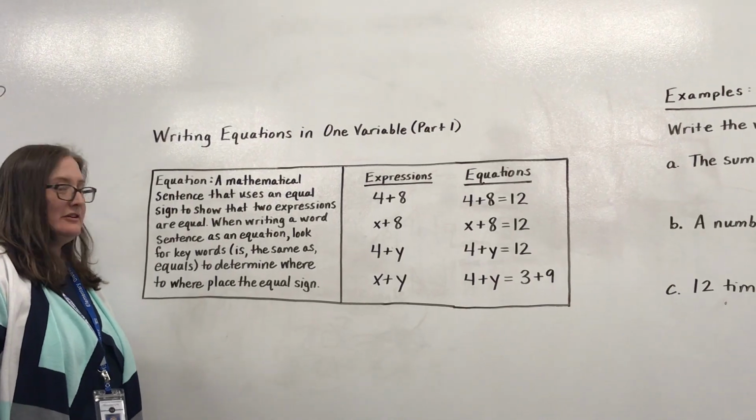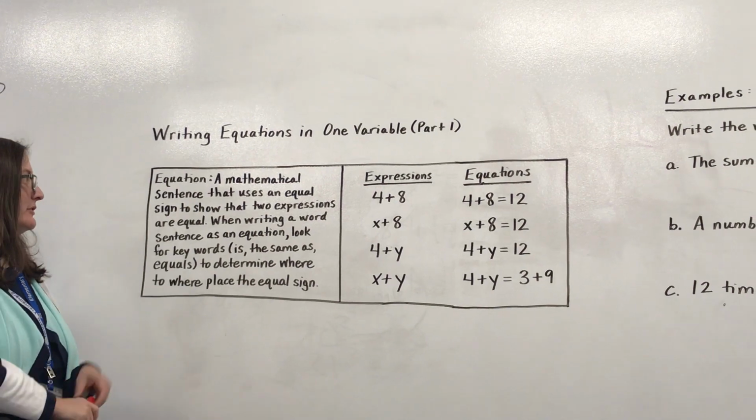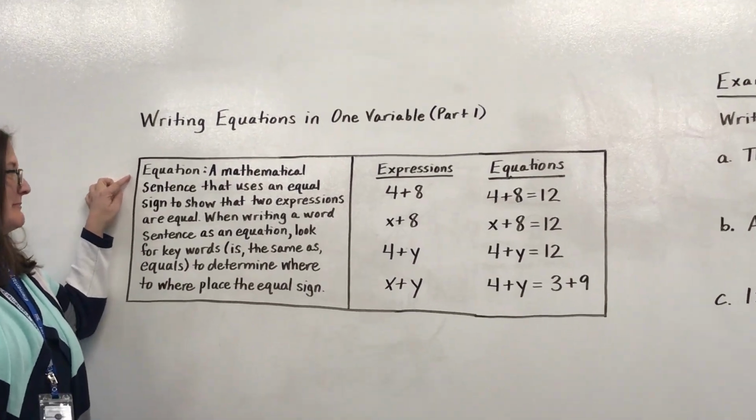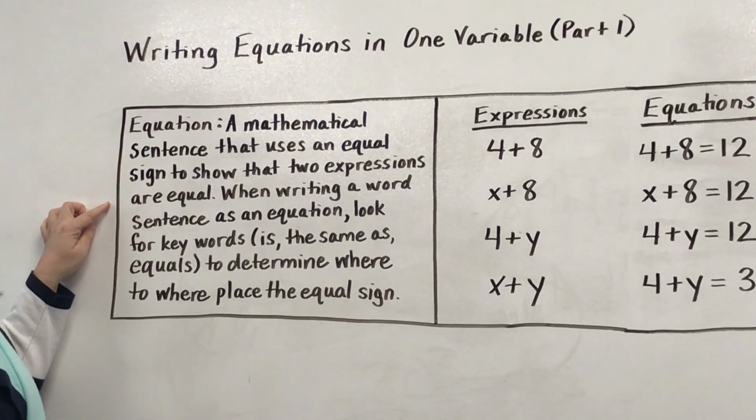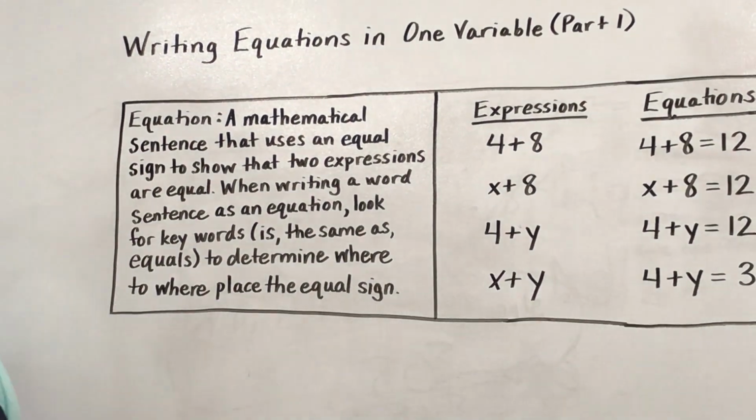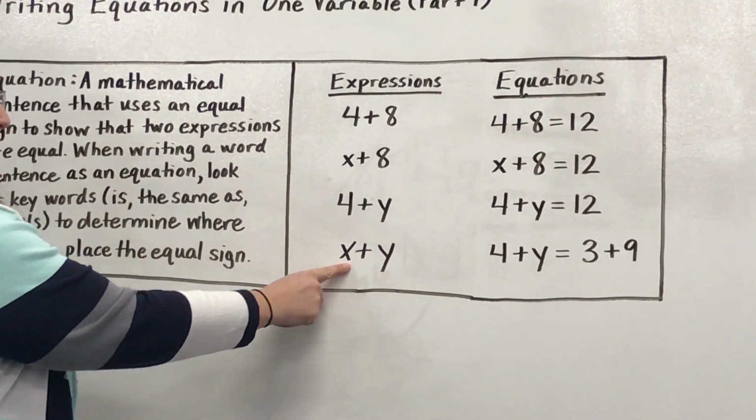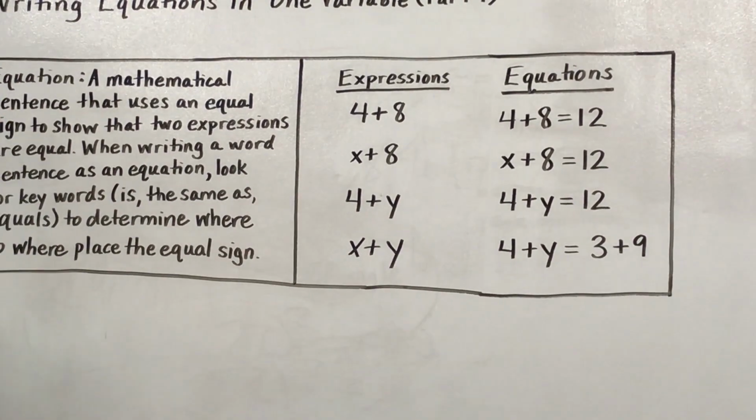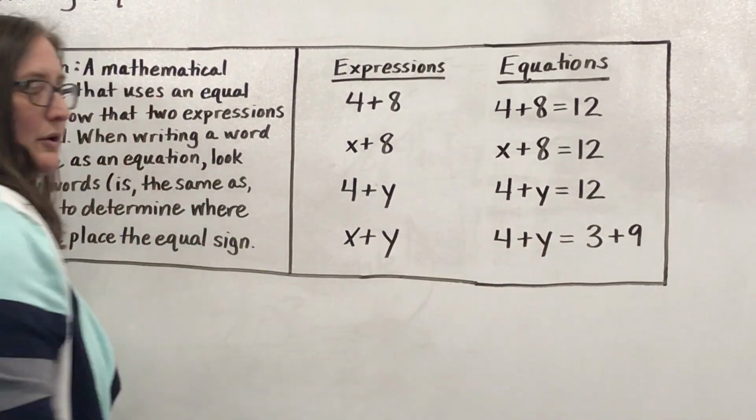This is writing equations in one variable, part one. So the first thing we're going to talk about is what is an equation. An equation is a math sentence that uses an equal sign to show that two expressions are equal. Expressions can have any operation symbol: adding, subtracting, multiplying, dividing, variables, and numbers, but they do not include an equal sign. When you see an equal sign, now you have an equation.